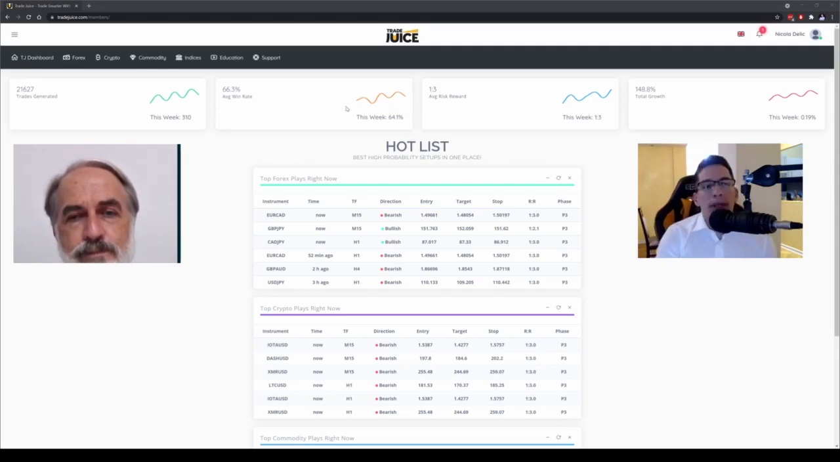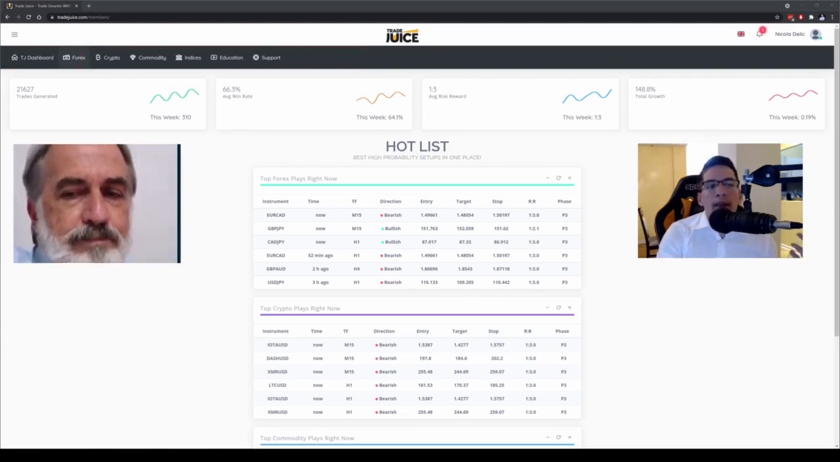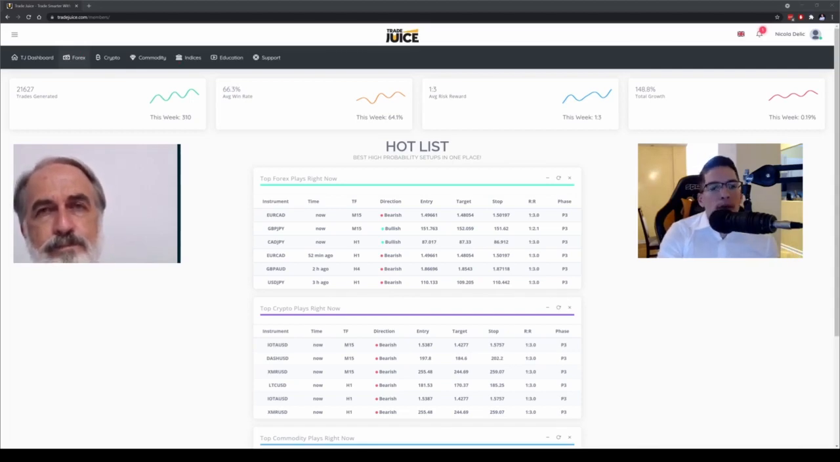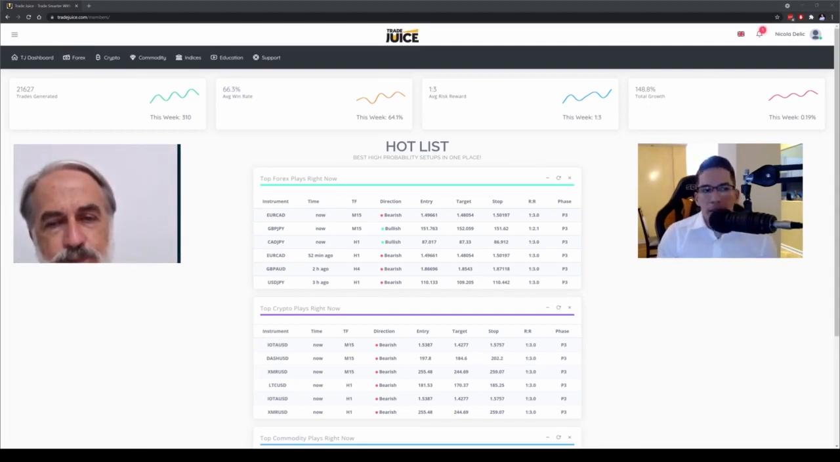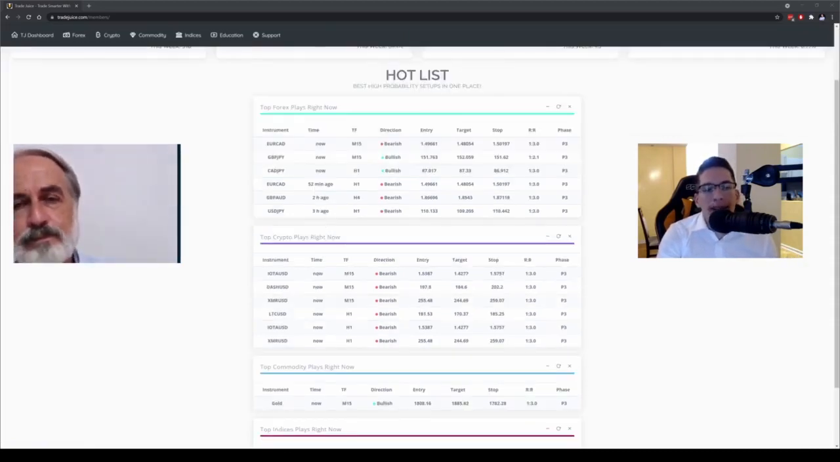Let's start from the top. Over here you have a small menu where you can go deeper into the pages of the platform. We have 4 different asset groups: Forex, crypto, commodities, and indices. After it, we have the education center, and we have support. Most people that are using Tradeology are mostly on this part. You don't need to have 20 things open just to not miss the trade. Everything that you need to find the trade is right here.